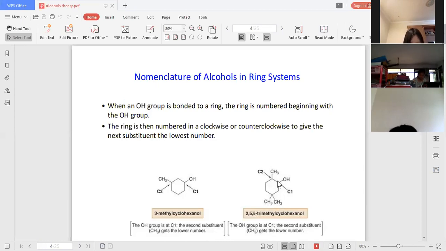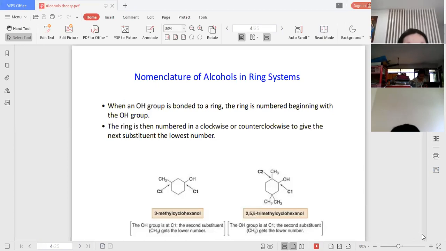2,5,5,3-methyl cyclohexanol. How about if the rotation is clockwise? Although it is clockwise, the substituent number is furthest, so it is not allowed. The substituent should have the lowest, the second lowest number. Okay.